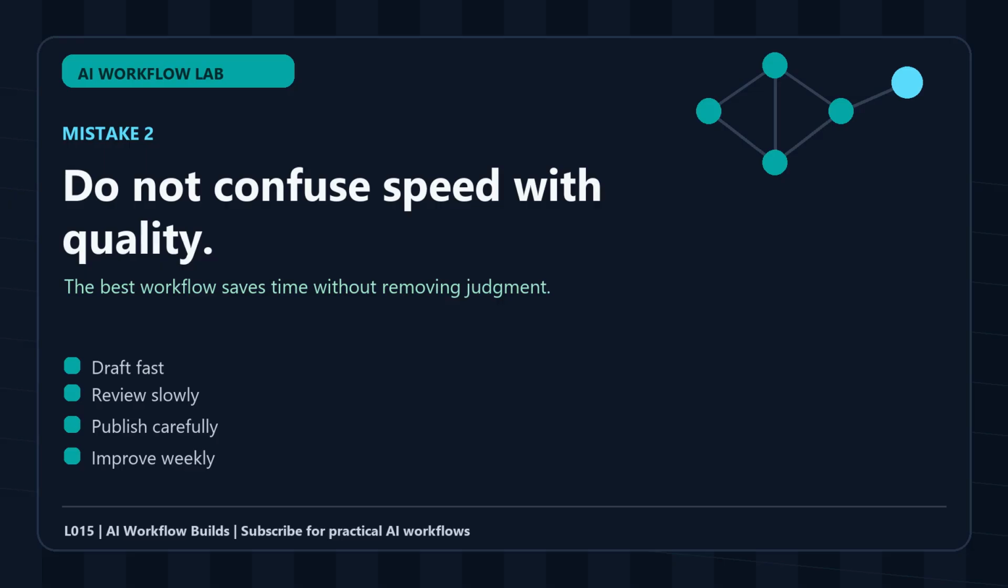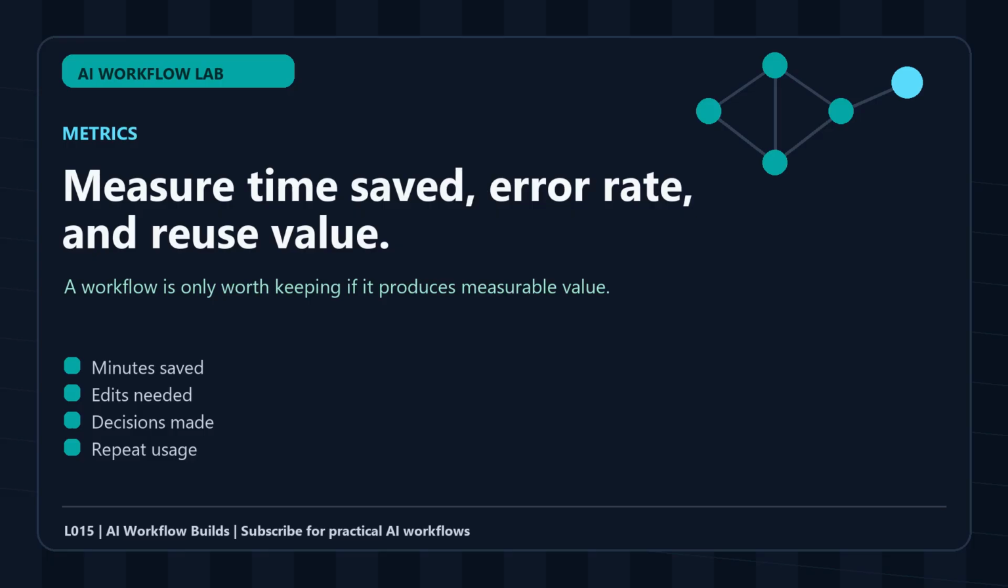A tool that feels exciting but does not save time, improve decisions, or reduce mistakes is not part of the core system. It is entertainment. That is fine, but do not build your work around it. For this channel, every workflow should earn its place. If it saves time but creates risk, add a review step. If it produces good ideas but weak actions, add a scoring rule. If it works once but not twice, improve the template. That is how the system gets sharper.